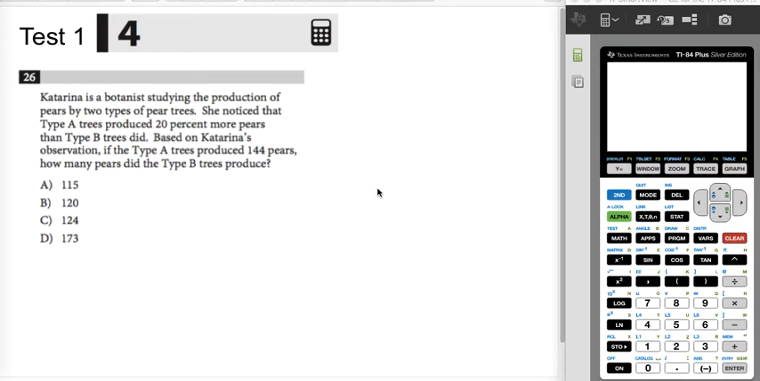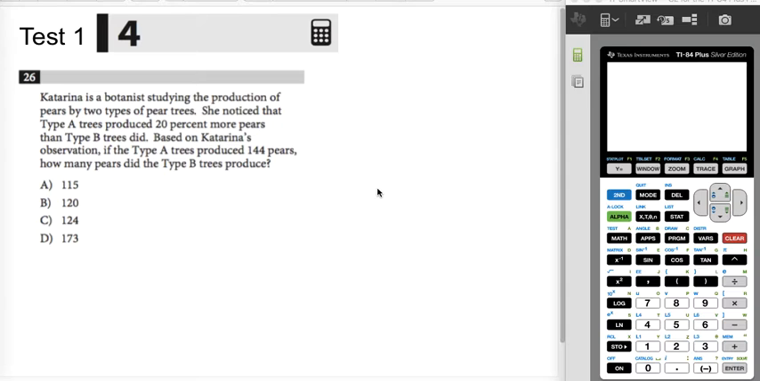Katerina is a botanist studying the production of pears by two types of pear trees. She noticed that type A trees produce 20% more pears than type B trees. Based on Katerina's observation, if the type A trees produce 144 pears, how many pears did type B produce?